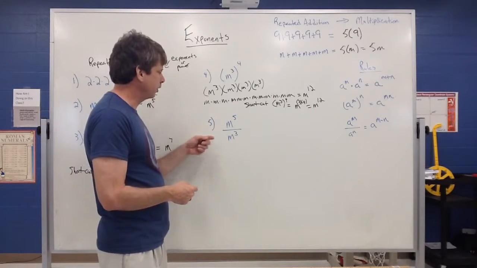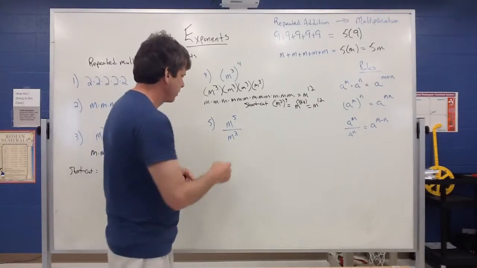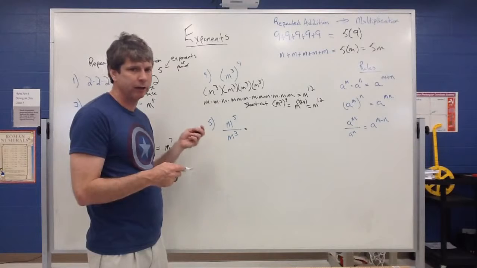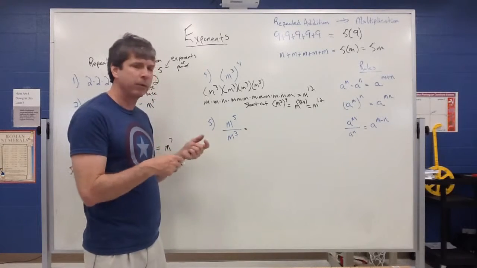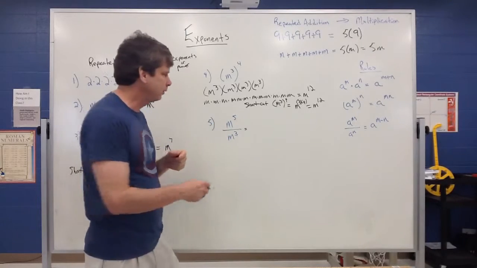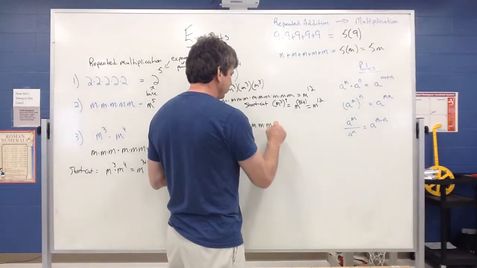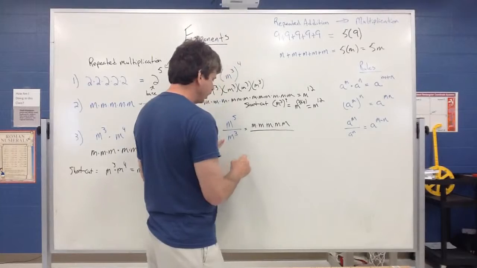So let's look at this next example. We have m to the 5th divided by m cubed. So notice how we even drop that power off there. I didn't say m to the 5th power. I just said m to the 5th. So you'll start to pick up on some ways we say these things. So m to the 5th kind of means 5 m's multiplied together. M times m times m times m times m. And I'm dividing by m cubed.